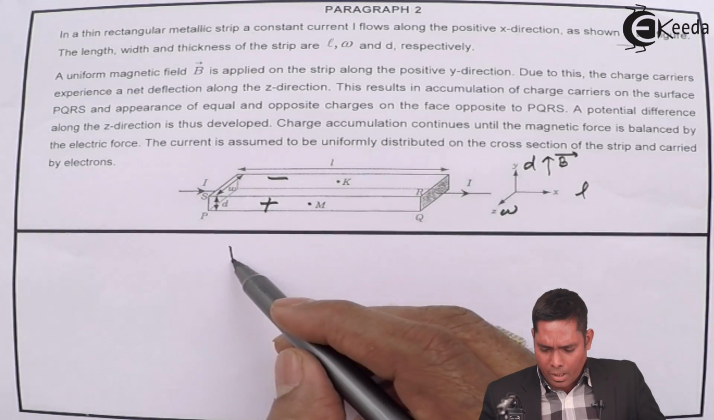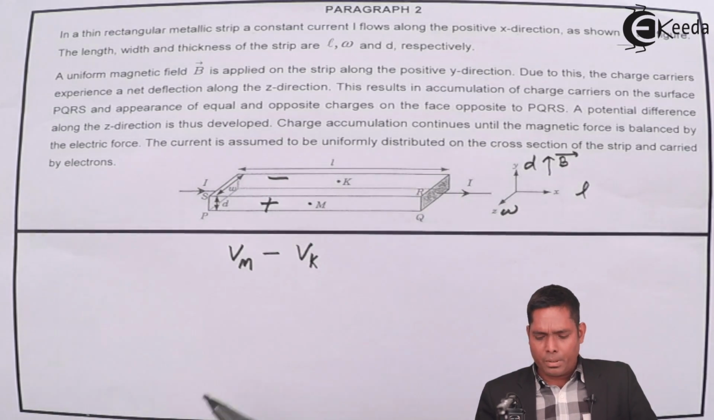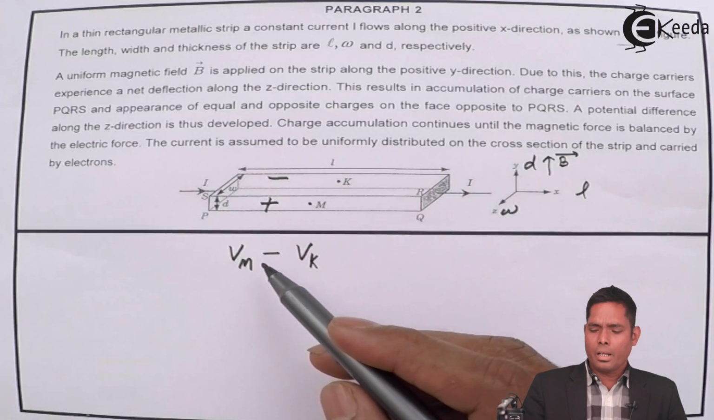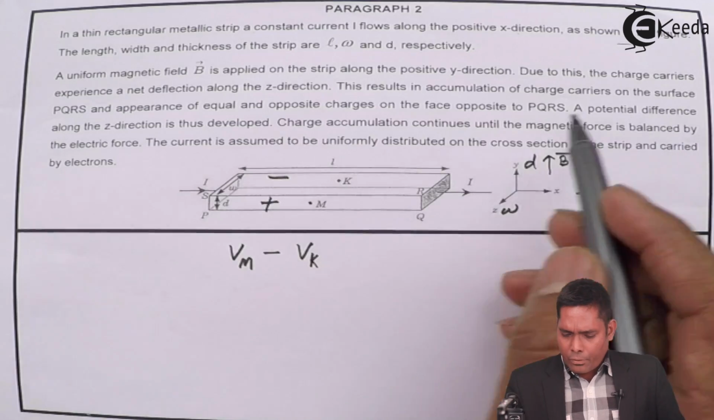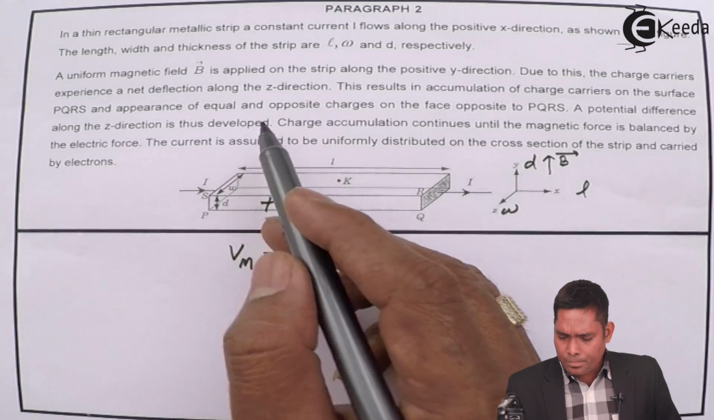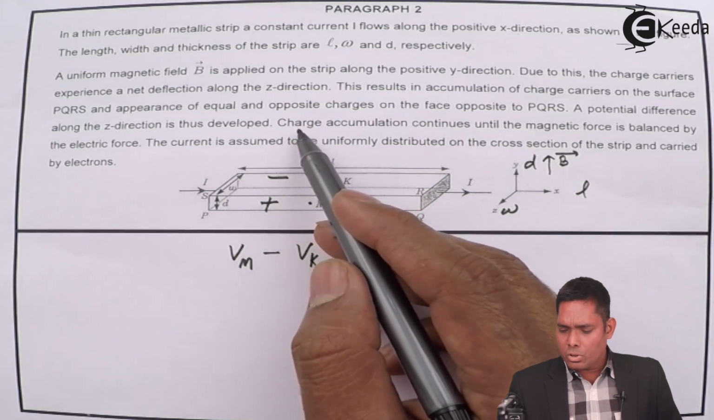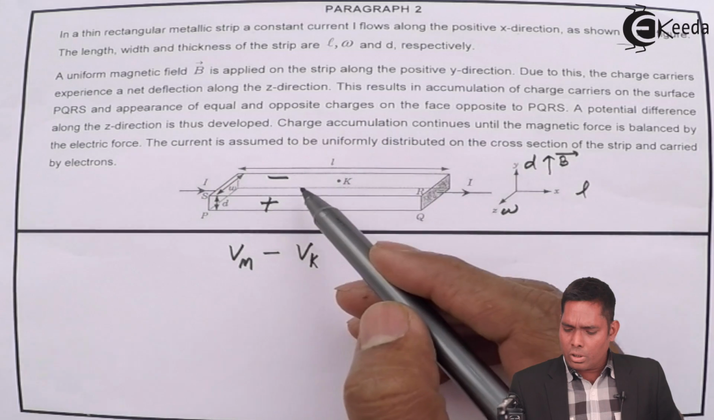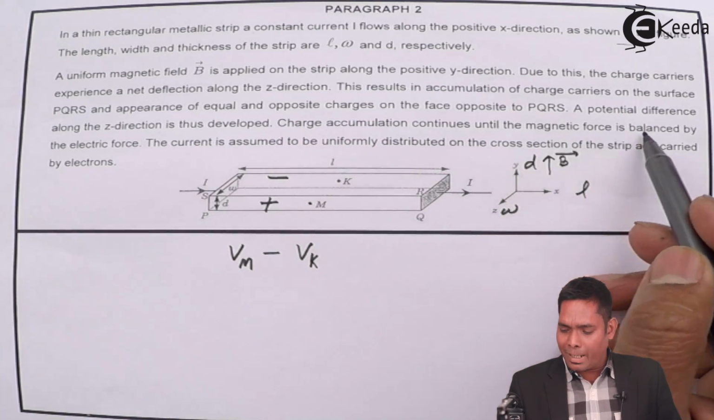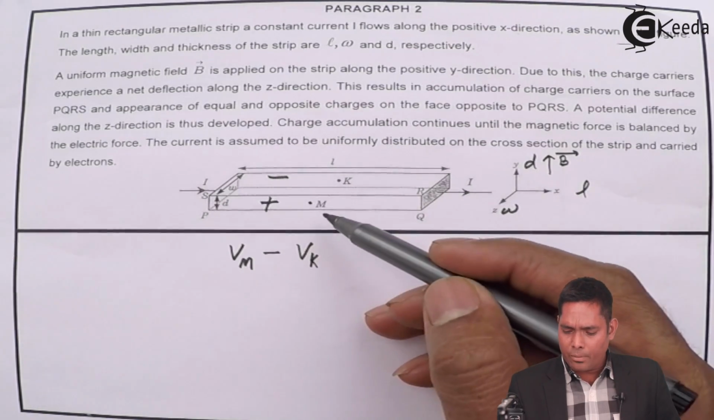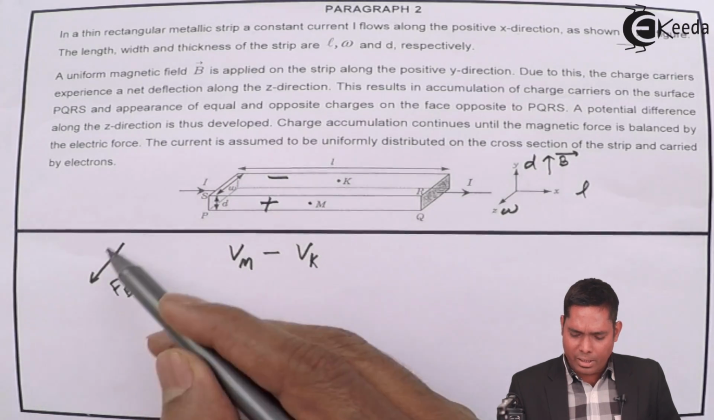Here the potential is Vm and here the potential is Vk. So the difference is Vm minus Vk, with Vm at higher potential and Vk at lower potential. Potential difference along the z-axis is thus developed, and charge accumulation continues. This accumulation of charge will continue until the magnetic force is balanced. Because of this magnetic force only, the charges are moving in this direction.